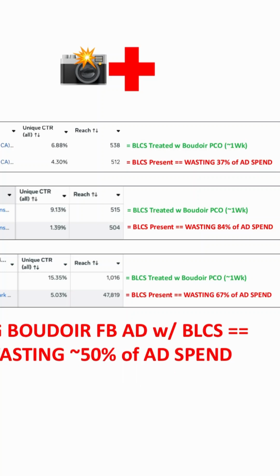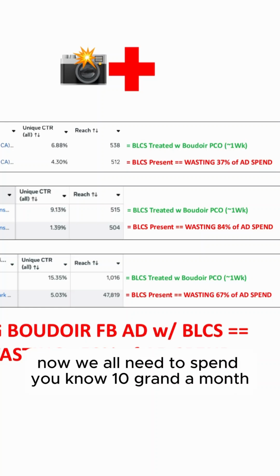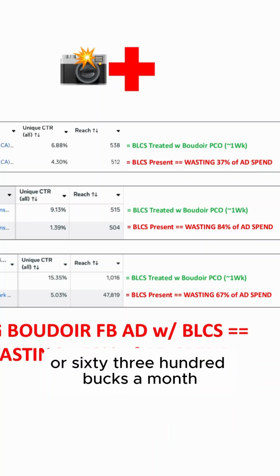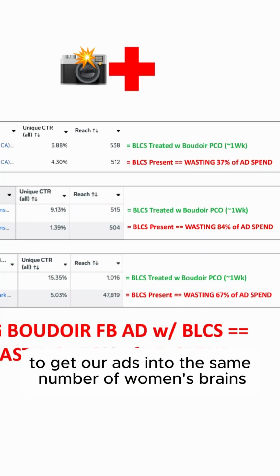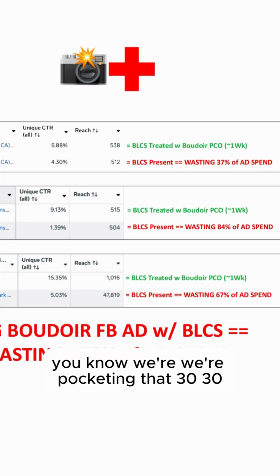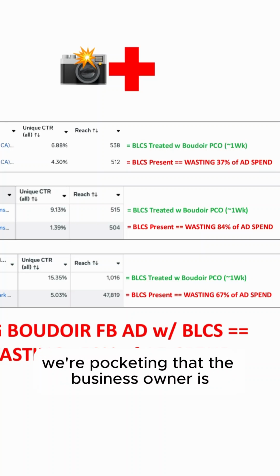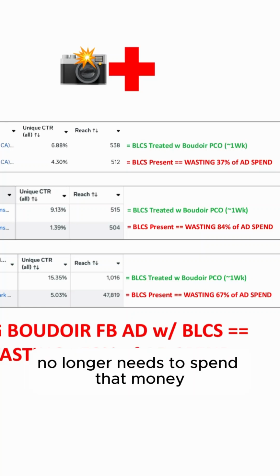So they're spending 10 grand a month on the original Boudoir Facebook ad. Now we only need to spend $6,300 a month on the Boudoir Pico treated ad to get our ads into the same number of women's brains in both scenarios. And in that case, we're pocketing that $3,700 a month that was previously wasted. The business owner is pocketing that by simply not needing to spend that money anymore.